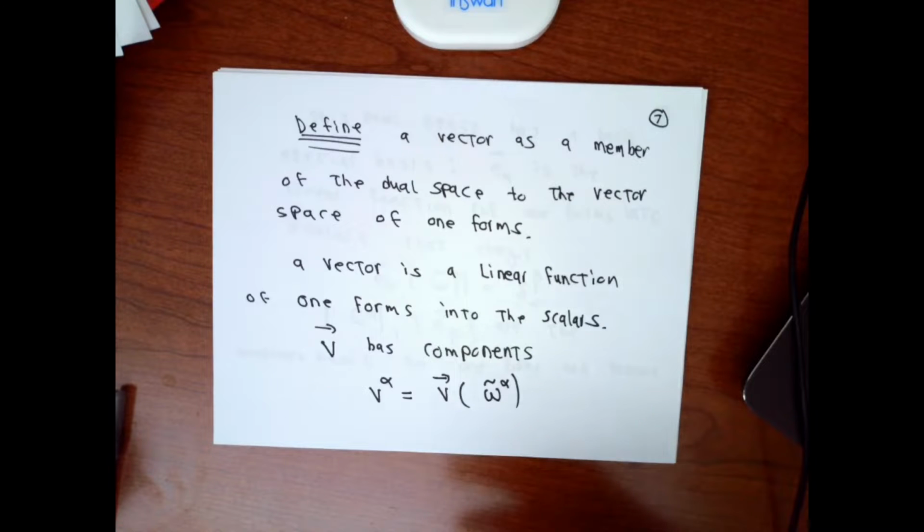In the first semester, we defined the one forms to be members of the dual space to the vectors. We have first defined the one forms here, so now we'll define vectors to be the linear functions of one forms into scalars. As before, if I want to think about the components of a vector, I will feed basis elements into the function v. In this case, v alpha will be v evaluated at omega tilde alpha.